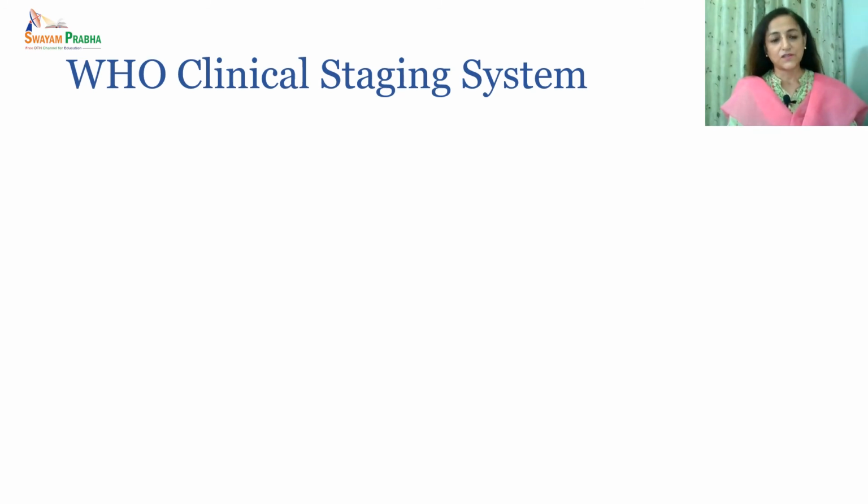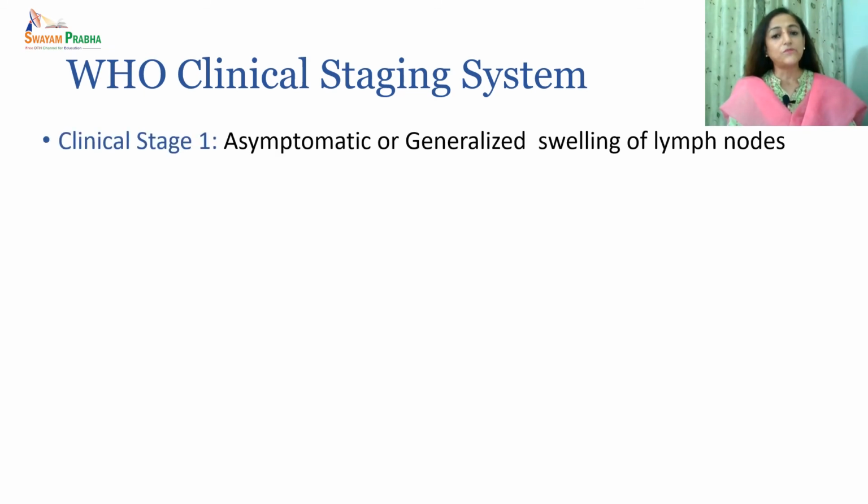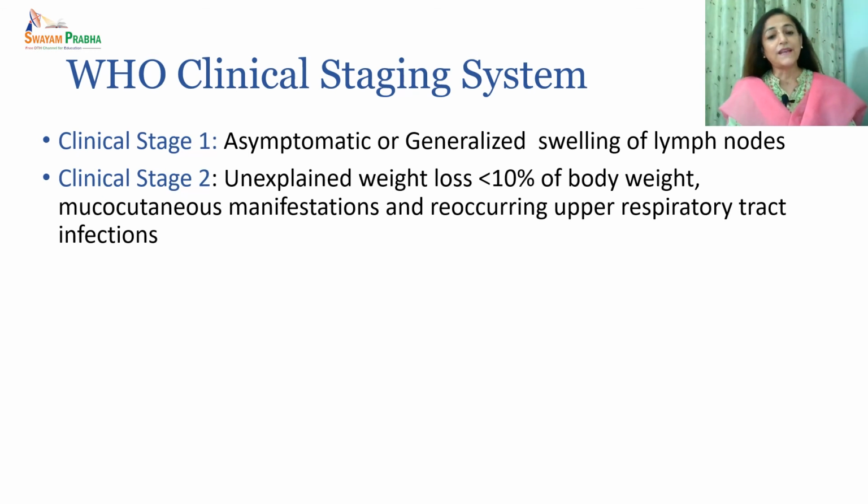There is also a clinical staging system given by the World Health Organization for adolescents and adults, where we use clinical parameters such as signs and symptoms and the opportunistic infections associated with the conditions. This staging is helpful where a CD4 testing system is not readily available. So let us see what this system is. Here, clinical stage 1 is asymptomatic or generalized swelling of lymph nodes. In clinical stage 2, there is unexplained weight loss of less than 10% of usual body weight, with minor mucocutaneous manifestations and recurring upper respiratory tract infections. So this is a milder form.